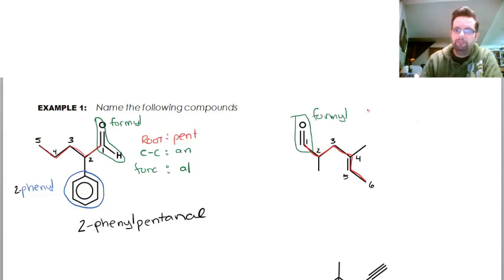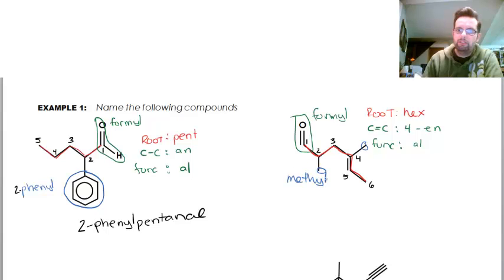So our root, therefore, is hex. Then our suffix, we've got carbon double bond, and that's a carbon 4, so we're going to have 4-ene without the E. And then we have our functional group. That's going to be al. And again, we don't need a position for anything. We've got here and here, those are both methyl groups on carbons 2 and carbon 4.